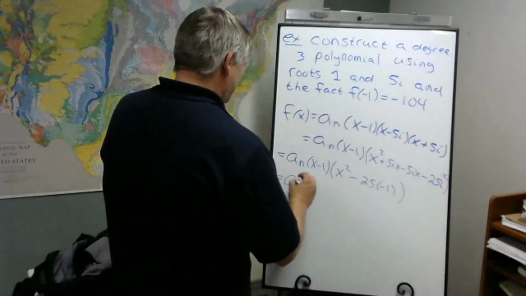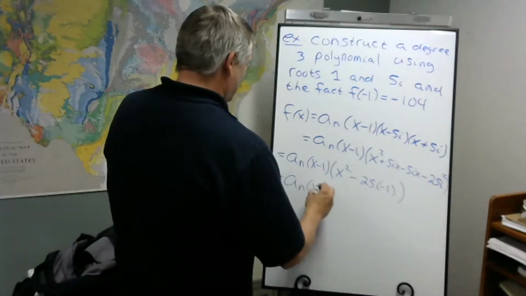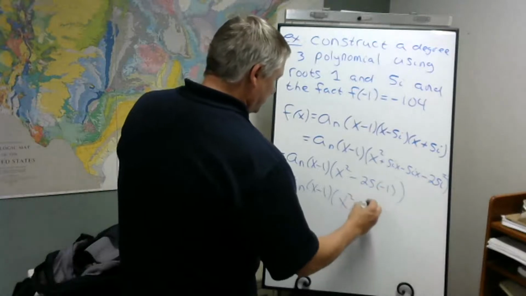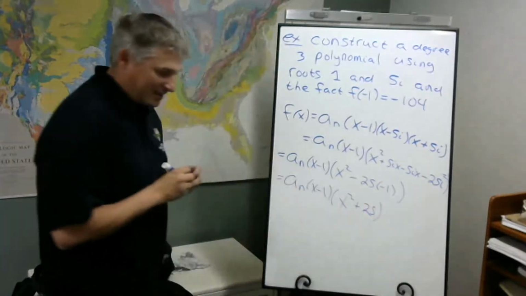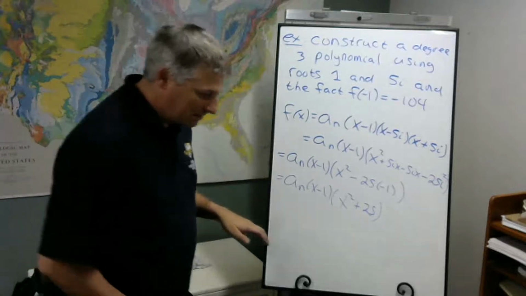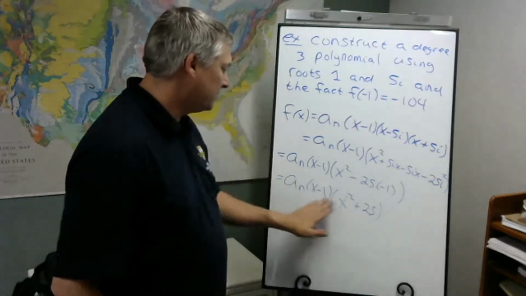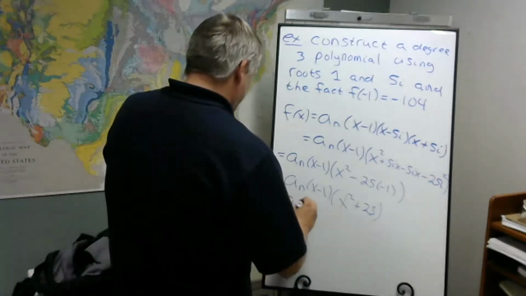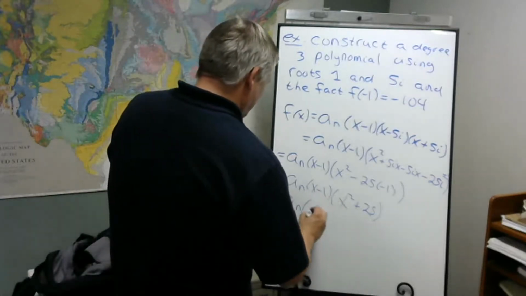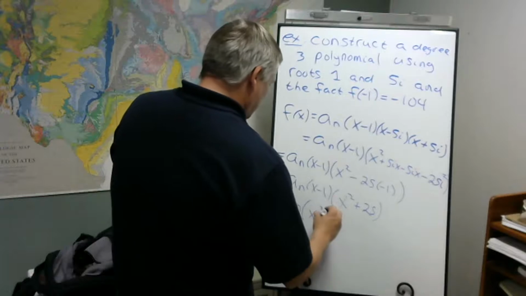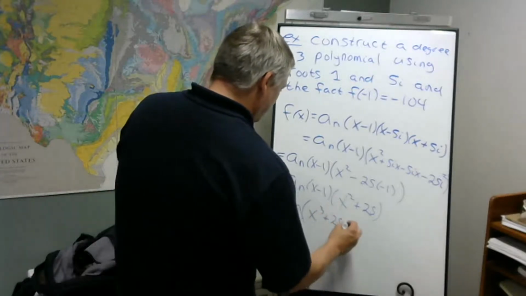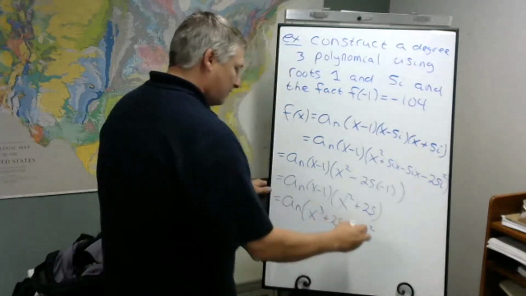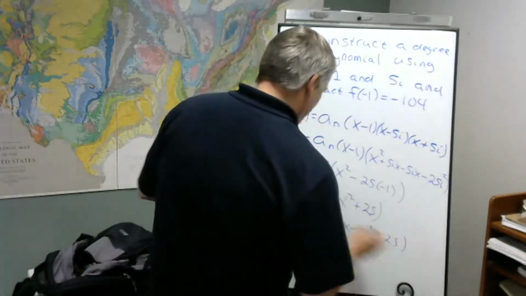So we get an x minus 1, x squared, negative times negative is plus 25. And then finally, we just need to multiply these two binomials. And we could FOIL these again. An x cubed plus 25x minus x squared minus 25.